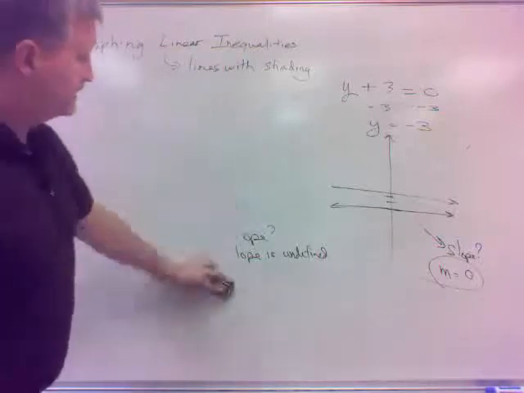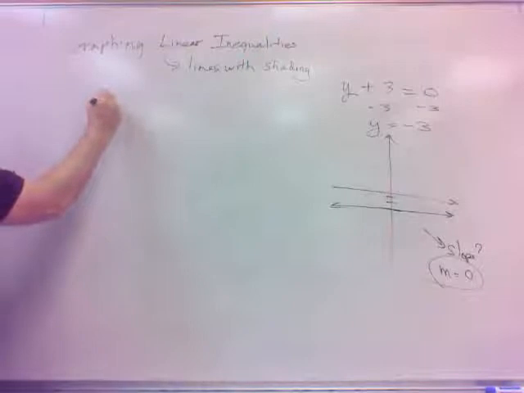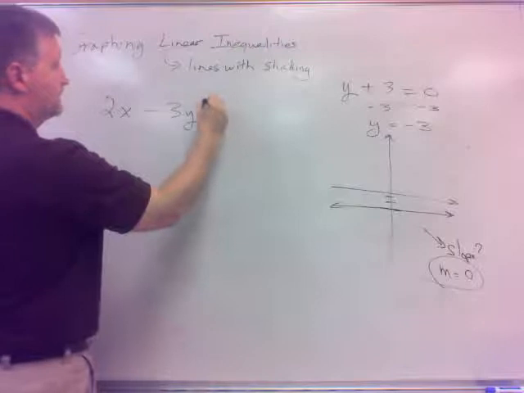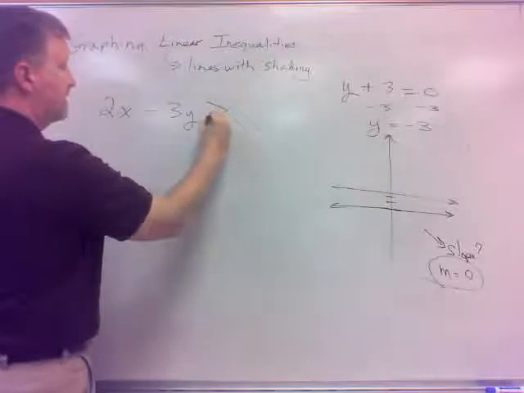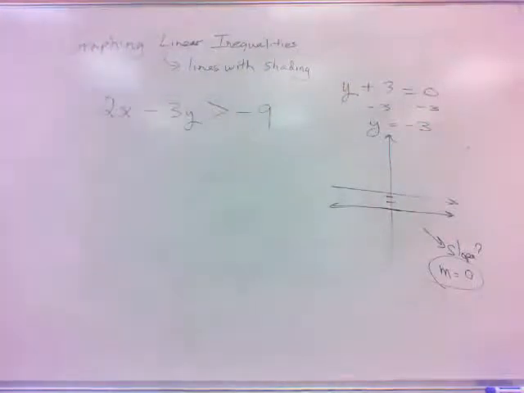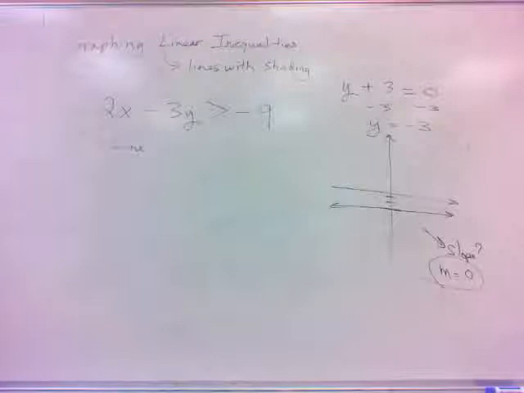So anytime we get an x and y linear inequality, it's a line, but we have to shade with that. 2x minus 3y, let's say, is greater than -9. Okay. Yeah, so we divide it up, just do two things. Do the line first, graph it.